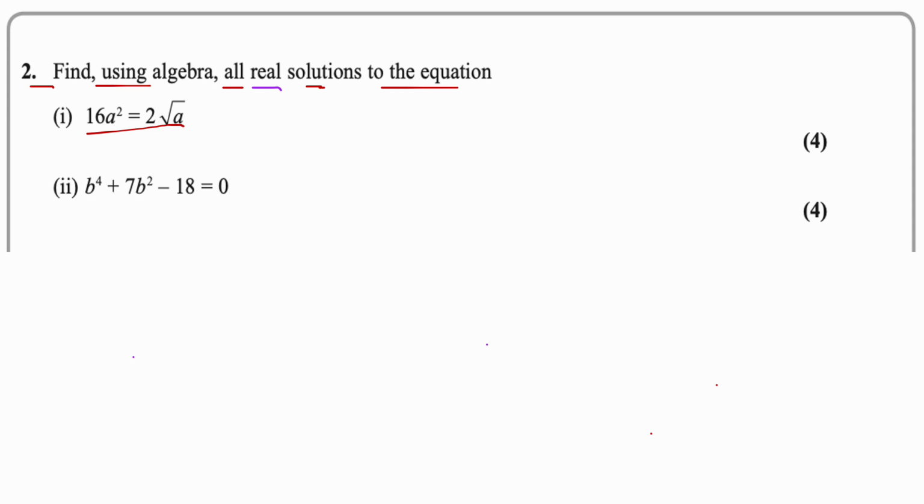Okay, so part I has a quartic here. Now, if I open up a double bracket, if I think of the equation as b squared plus 7b minus 18 equals 0, that might be a bit easier to visualize, and then we can deal with the powers in a second. So think about factorizing this quadratic.